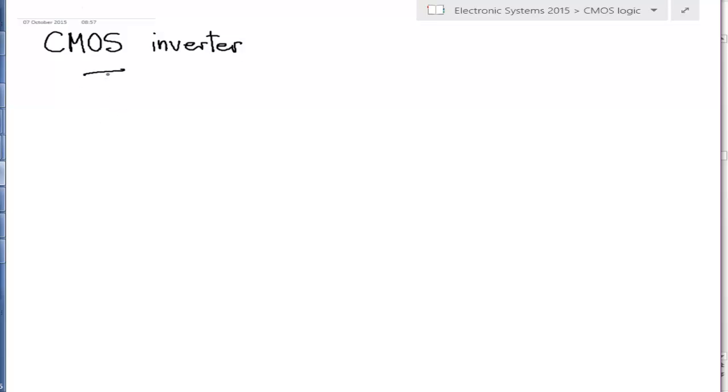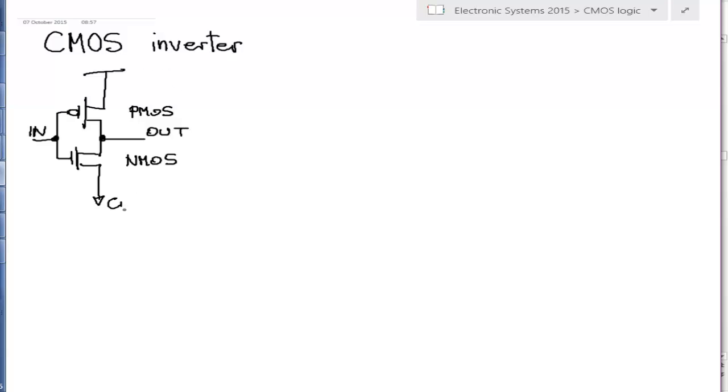So the CMOS inverter is a very simple circuit. It's basically consisting of just one Nmos transistor and one Pmos transistor. This is the Pmos. This is the Nmos transistor. Of course, this is the input, this is the output, this is ground, and this is the supply voltage. Let's call it VDD.